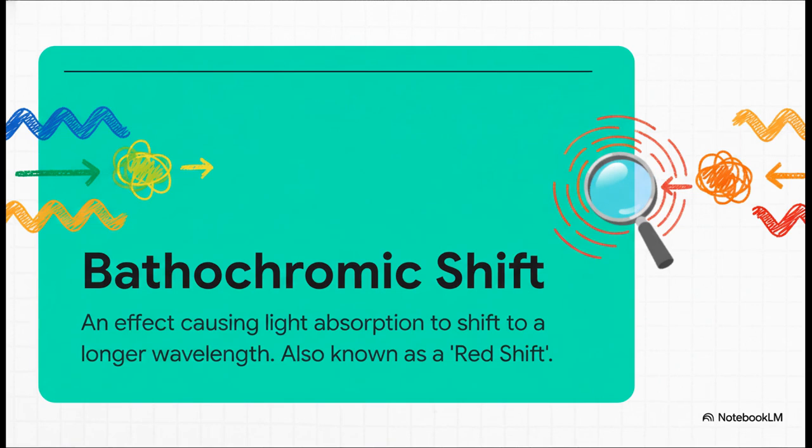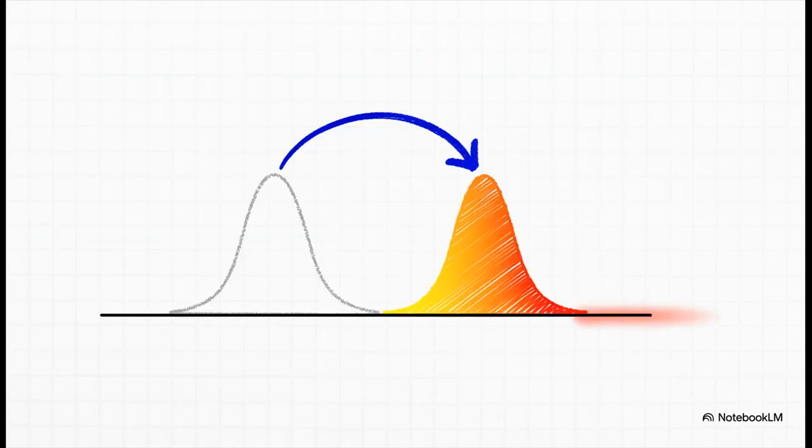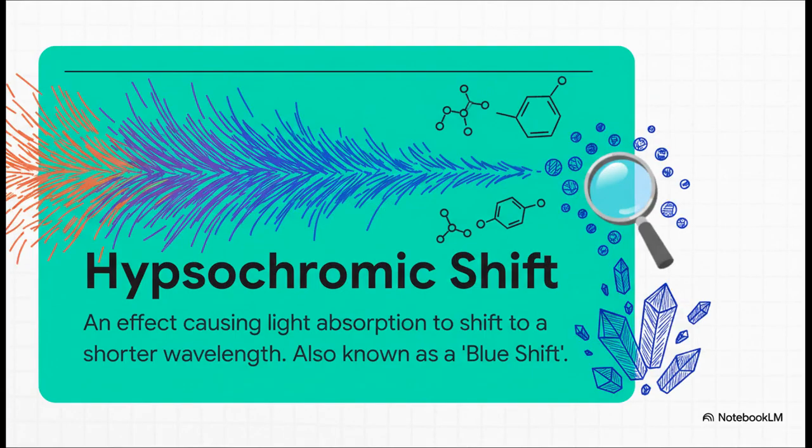Okay, our first big term is the bathochromic shift. It sounds super technical, I know, but pretty much everyone just calls it a red shift, which makes it way easier to remember. This just means a molecule has started absorbing light at a longer wavelength, maybe because its structure changed a little bit, or something in its environment is different. And on our graph, a red shift is super easy to spot. The main peak of absorption just slides to the right. It moves towards the longer, redder end of the spectrum. Simple as that.